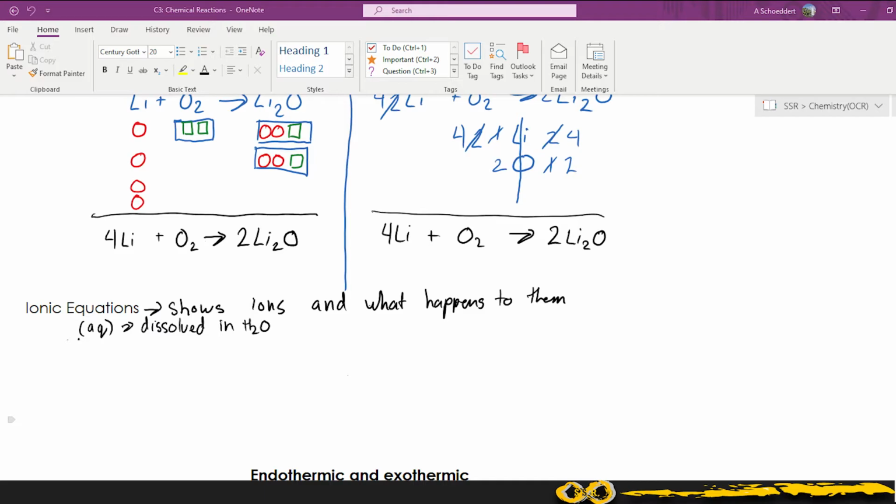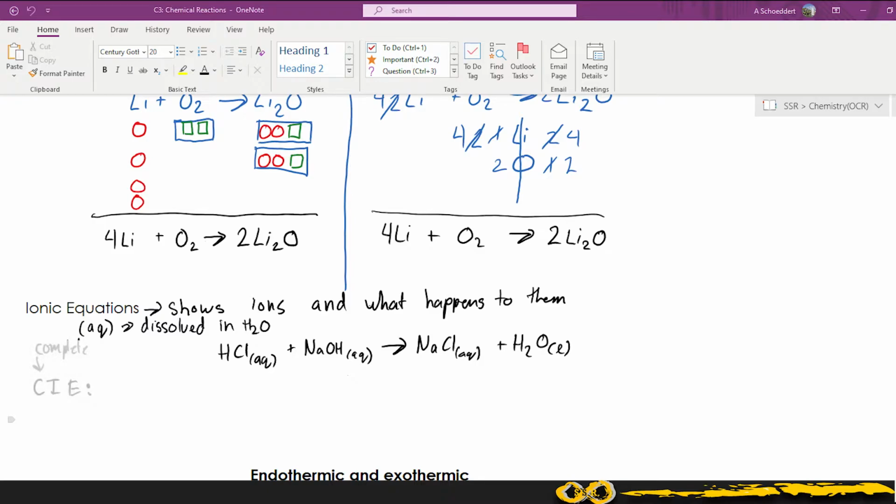Let's look at the reaction between hydrochloric acid and sodium hydroxide. That reaction will form sodium chloride and liquid water.